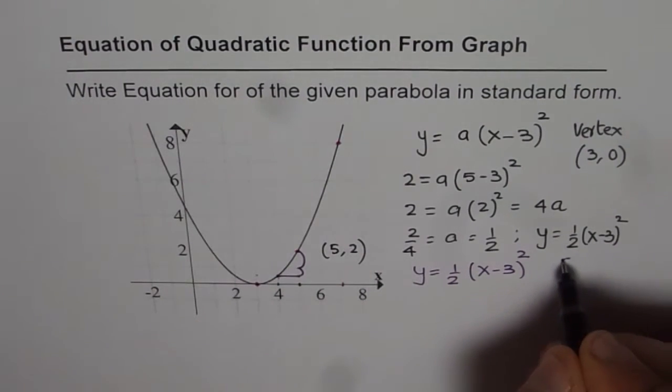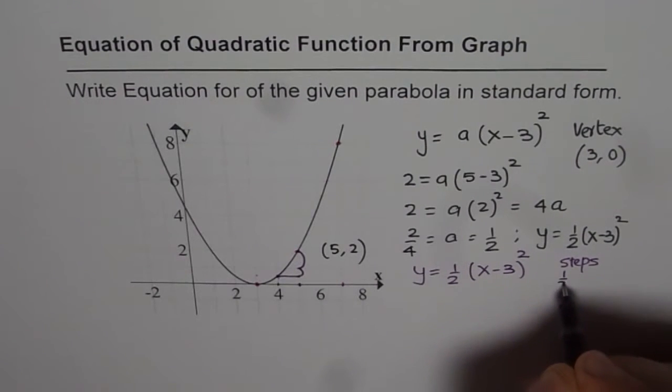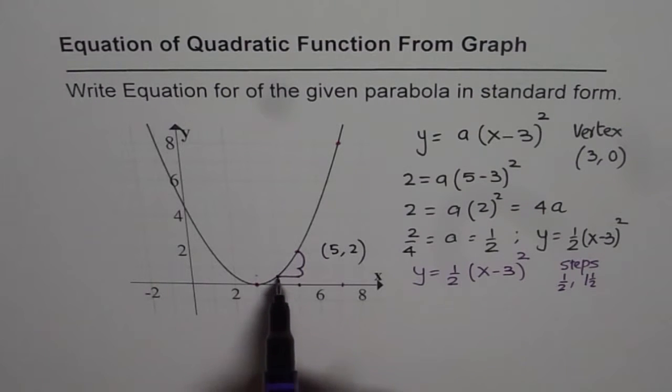So this is half and then 1.5. Now you see the steps are for us half and then 1.5, right? So the steps are half of 1, 3, 5, 7. Got it? So that also gives you the value of a. So you could directly also find the equation from the vertex and the steps. That is a very good method of finding the equation of a parabola.